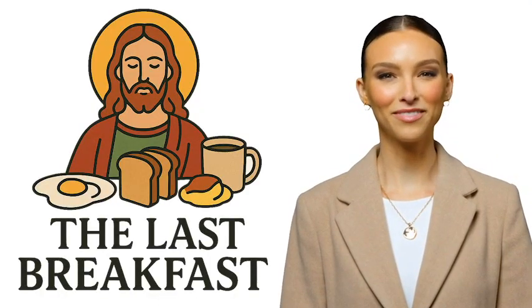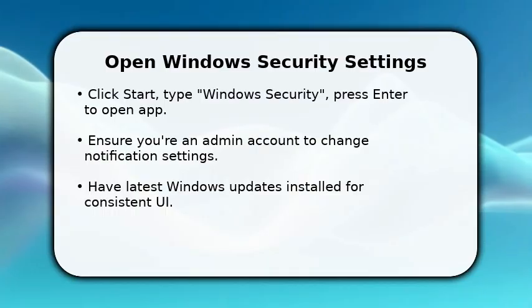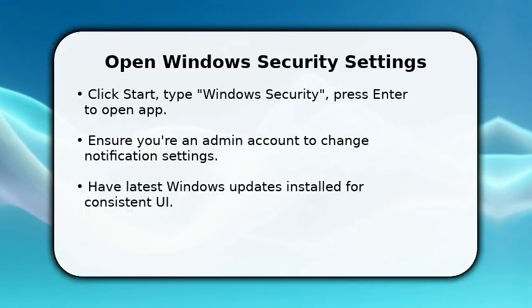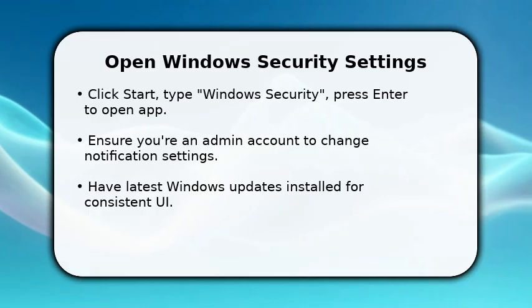Please enjoy the video. You'll start by opening Windows Security directly. Click Start, type Windows Security, and press Enter. Once the app loads, make sure you're signed in with an administrator account so you can change notification options.